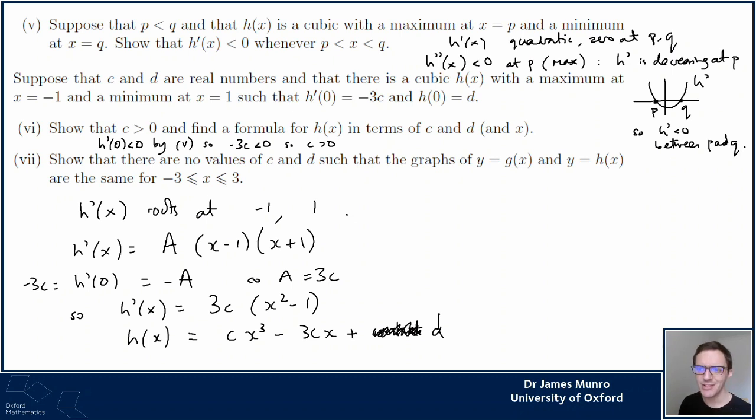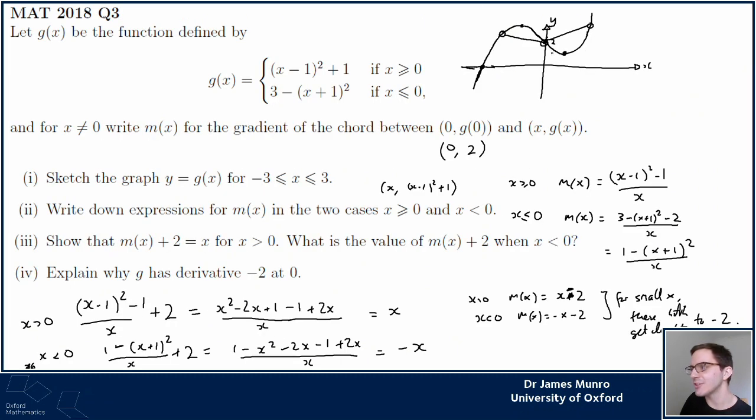Part 7 says, show there are no values of c and d, so this relates this to the previous part of the question, I suppose, such that the graphs of y equals g of x and y equals h of x are the same. So here's what we've been trying to achieve. We've got this cubic that had a maximum at minus 1 and a minimum at 1, and we're comparing it to the graph we had before, which kind of looked a little bit like that, right? It had a maximum at minus 1 and a minimum at 1. Sort of definitely not a cubic, because it's made of two quadratics. That's not how you make a cubic.